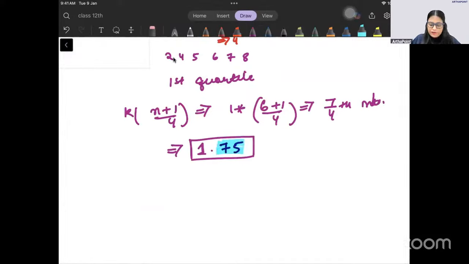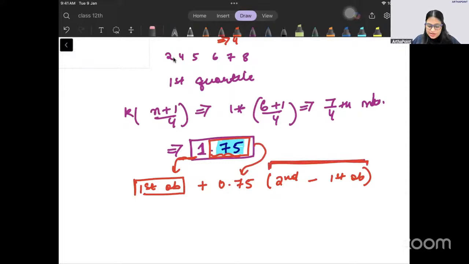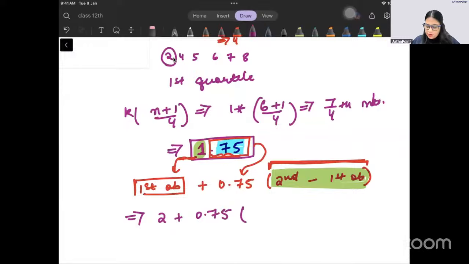So 1.75 means you will take the first observation completely, because this is 1, plus 0.75 times the second minus first observation. Whatever comes after the decimal, you take here, and then you do second minus first observation. Why second? Because here we have taken the first. So this will be the first observation plus 0.75 times (4 minus 2). This will be your answer.